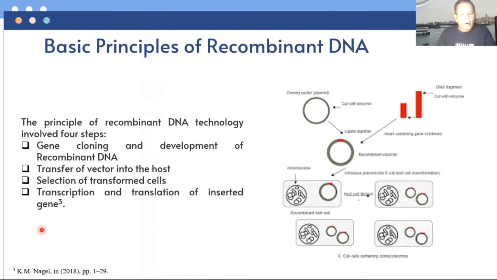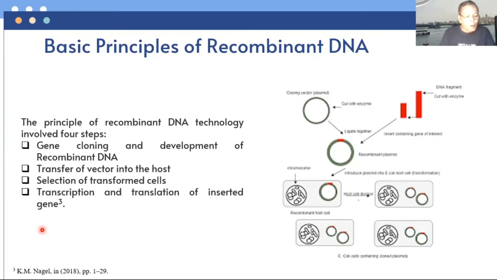The principle of recombinant DNA technology involves four steps. The first one is gene cloning and development of recombinant DNA. The foreign DNA, in this case a gene of interest, from a source is enzymatically clipped and ligated, in this case joined, to another DNA molecule, for example a cloning vector such as a plasmid, cosmid, etc., to form recombinant DNA.